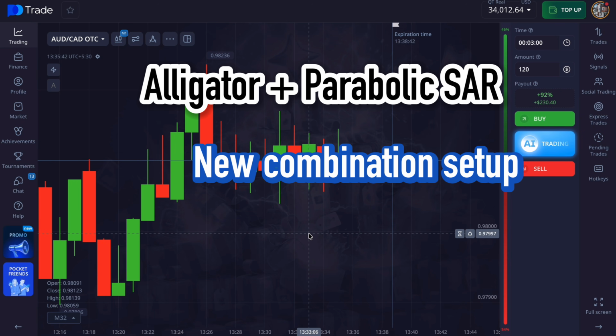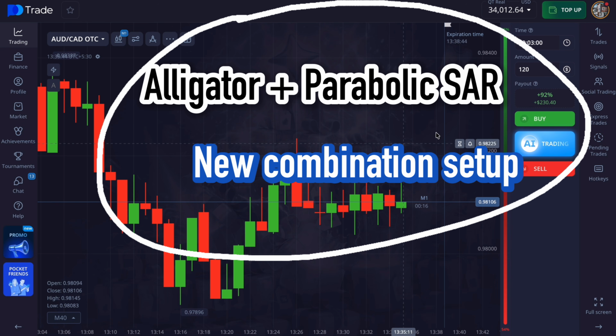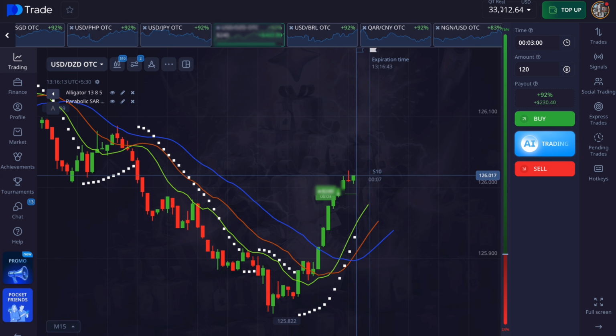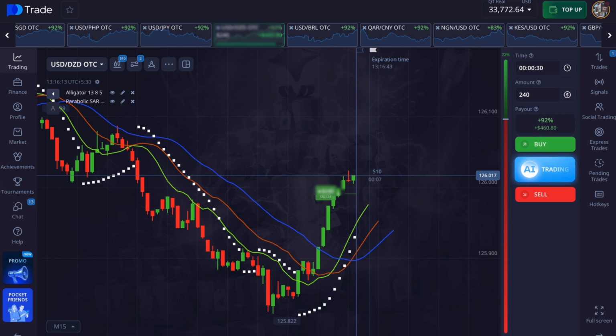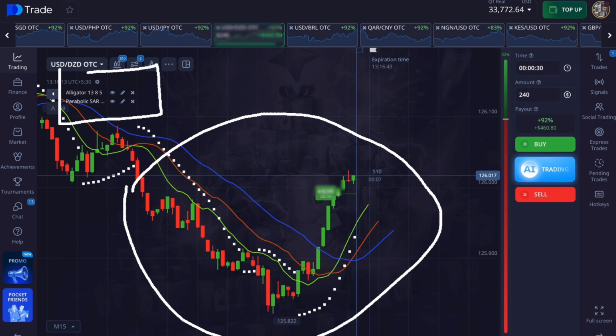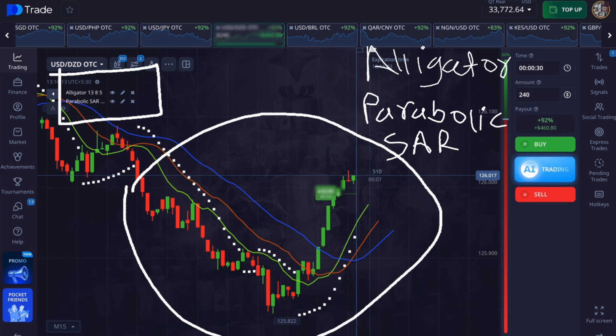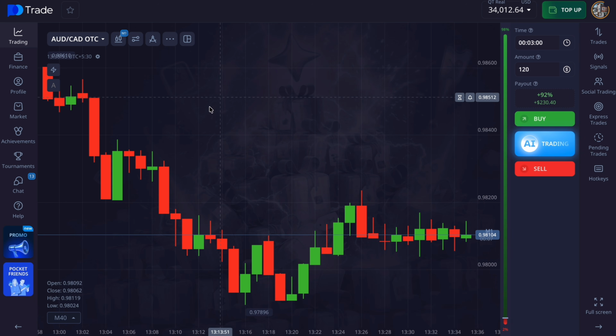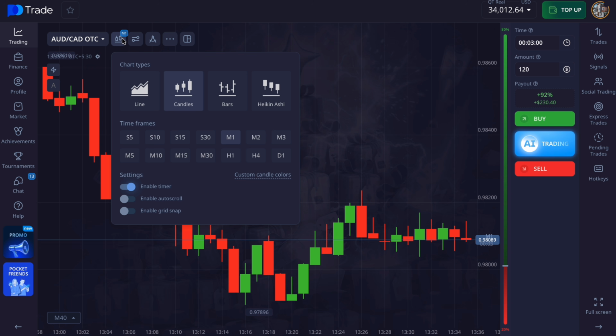In today's session, I'm going to explore a new indicator setup, one that may not have been widely explored before. This setup combines two indicators, the alligator indicator and the parabolic SAR. First, I'll add both indicators to the chart, and then we'll examine how this setup works under live market conditions.